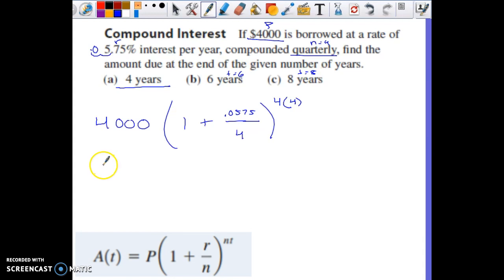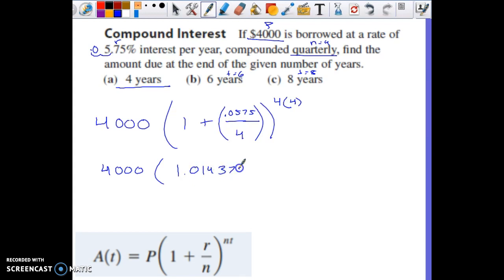So I'm going to do 4,000 times all of this. You can just type that right in your calculator. Just put parentheses around this part, so 1 plus. Make sure you get down these calculator strokes because a lot of times this is where the mistakes happen. It's a shame to miss just something because you typed it in wrong.